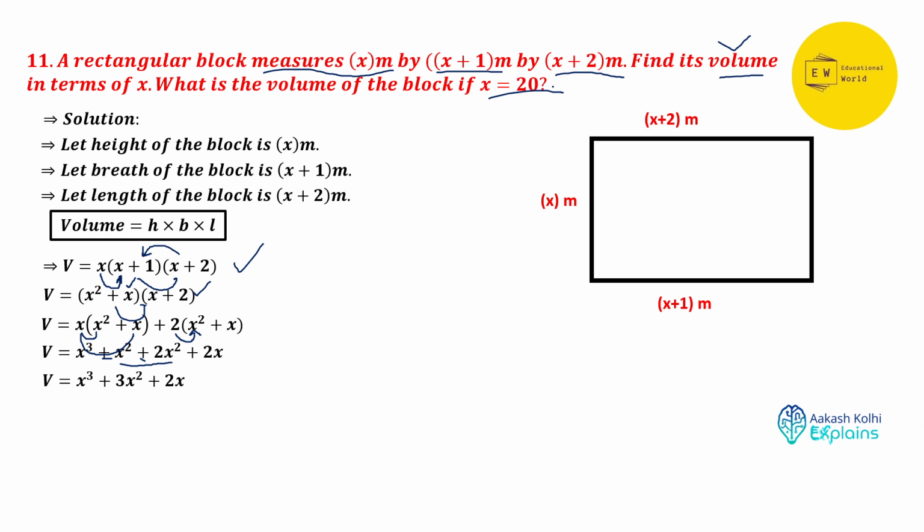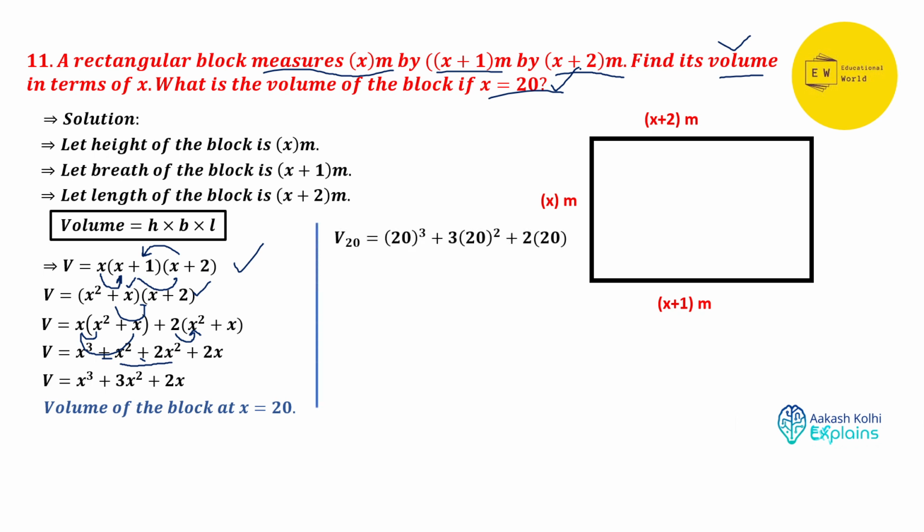Now we have to find the volume at x equal to 20. Substitute x equal to 20 in the equation. The volume of the block at x equal to 20 can be found as V of 20, meaning wherever you see x, put 20 there. So first we have x cube, then 20 cube, plus 3x square, meaning 3 into 20 square, plus 2 into 20.